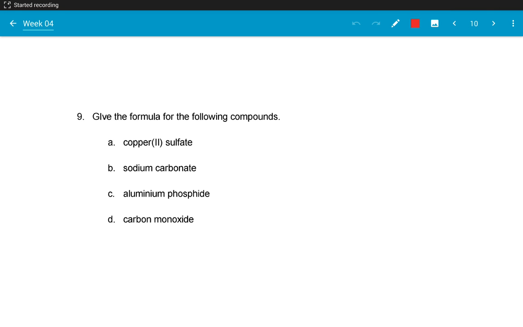Give the formula for the following compounds. We have copper 2 sulfate. So copper 2 would be a Cu with a +2 charge. Sulfate is SO4 with a -2 charge.